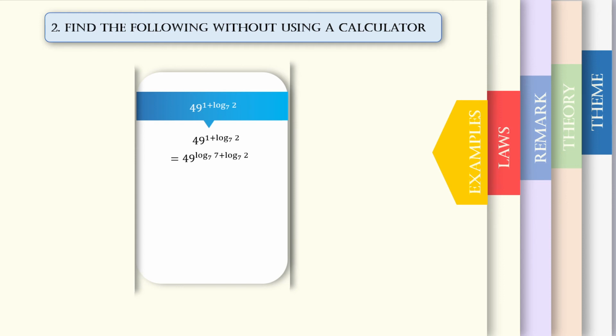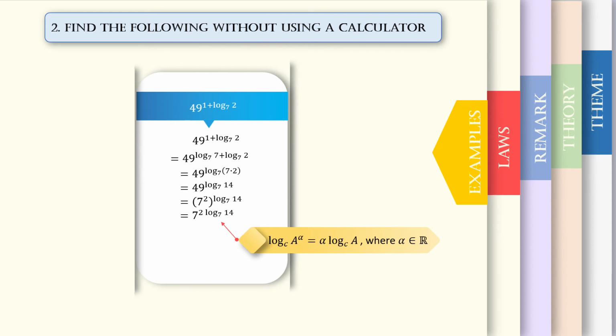Next, because we have the sum of two logarithms with the same base, and using the following property, which we already used today, we'll get the following form for the exercise: 49 raised to the power logarithm base 7 of 7 multiplied by 2, which is equal to 49 raised to the power logarithm base 7 of 14. Next, we can see that 49 and 7 are connected, because 49 is 7 raised to power 2. So we get 7 to power 2 logarithm base 7 of 14.